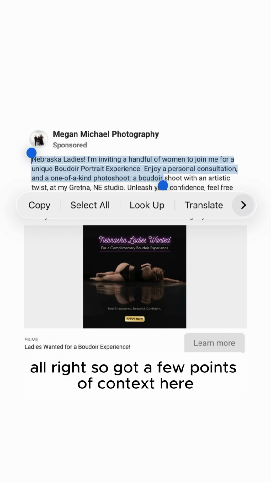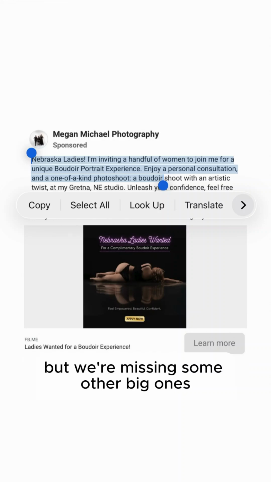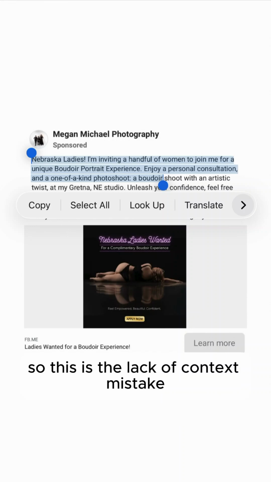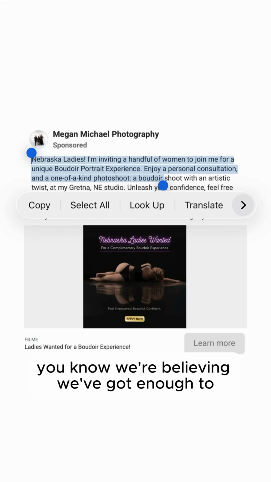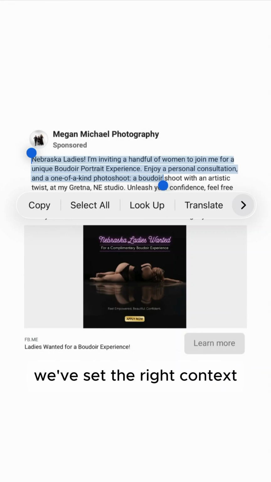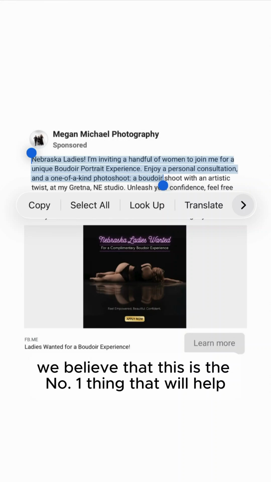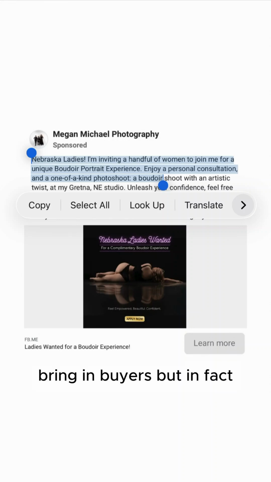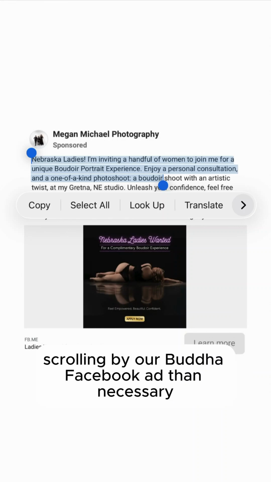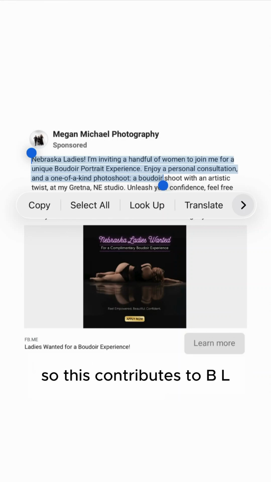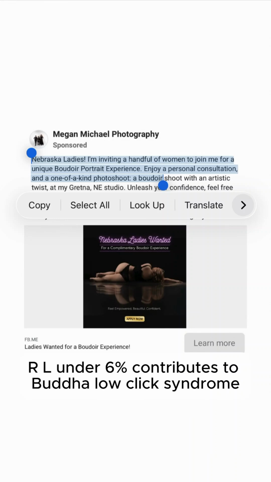All right, so we've got a few points of context here, but we're missing some other big ones. So this is the lack of context mistake. The false belief that causes us to make this mistake is we're believing we've set the right context, and we believe that this is the number one thing that'll help bring in buyers. But in fact, the way we have it right now, we're going to have way more women scrolling by our boudoir Facebook ad than necessary. So our ad never even enters their brain. So this contributes to BLCS, pulling our unique CTR under 6%, contributes to boudoir low click syndrome.